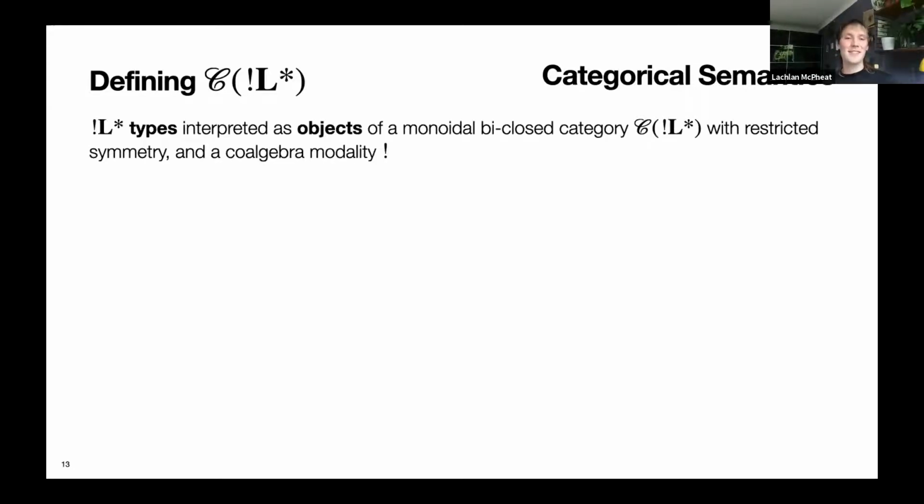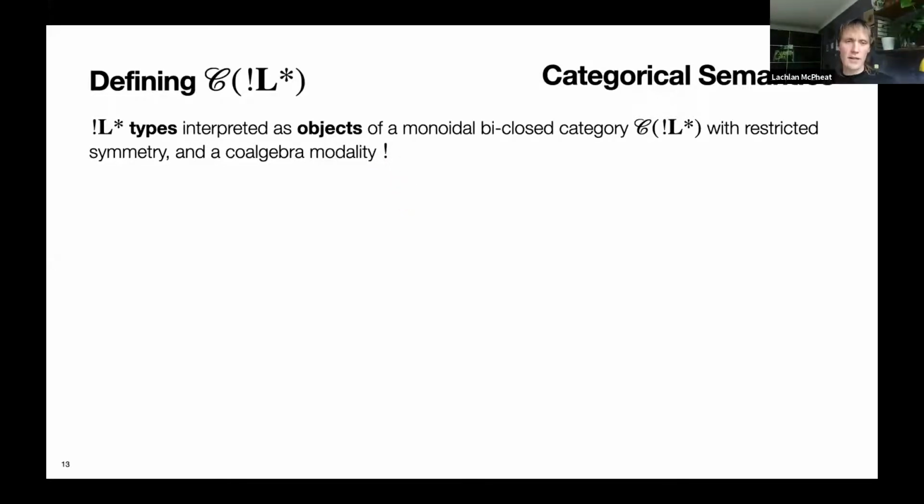We do this in a two-step process. First we define a categorical semantics, which I'll do on this slide. And then we define a vector space semantics, or several vector space semantics, in terms of functors from the categorical semantics into FdVect. The categorical semantics is quite nice and easy to define. You interpret the types of Lambek calculus as objects of a monoidal biclosed category called C of bang L star, and it has two additional structures of restricted symmetry and a coalgebra modality, and the coalgebra modality is denoted by bang, just like in the logic.